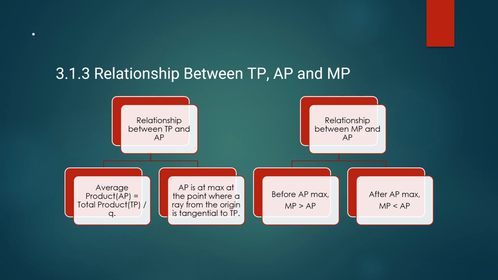Relationship between marginal product and average product. Before average product is maximum, marginal product is greater than average product. But after average product is maximum, marginal product is less than average product.